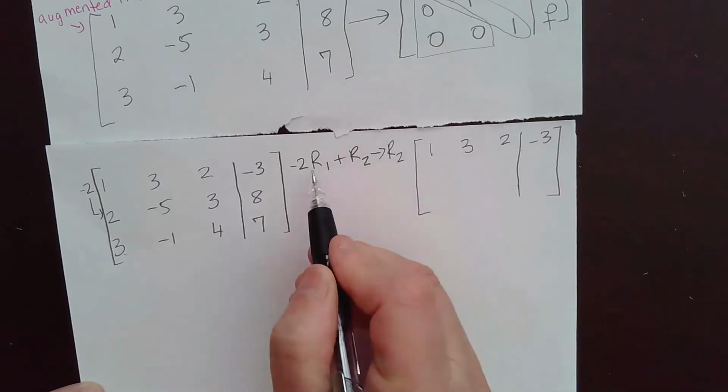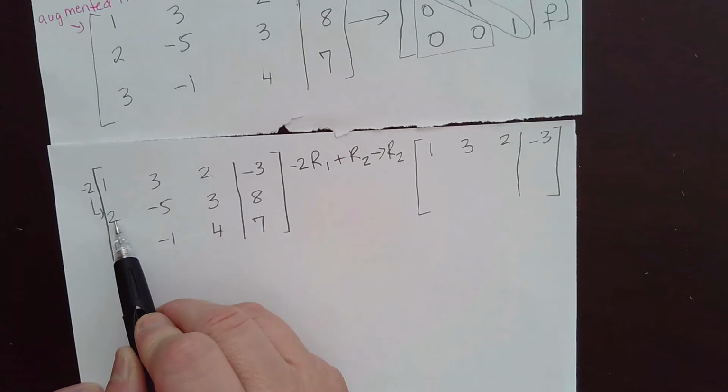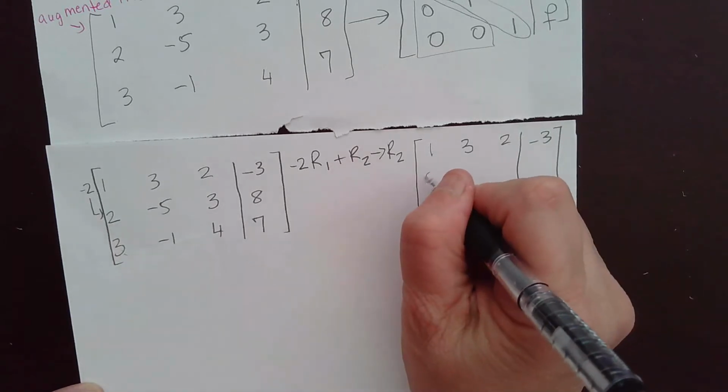Now, multiply the first row by -2. -2 times 1 is -2. -2 plus 2 is 0, and leave your answer in the second row.